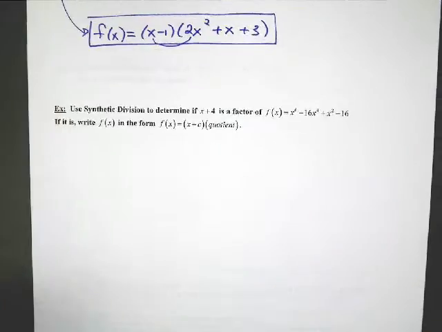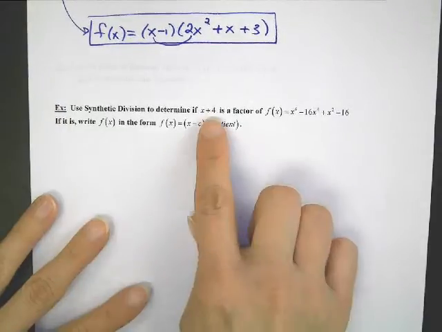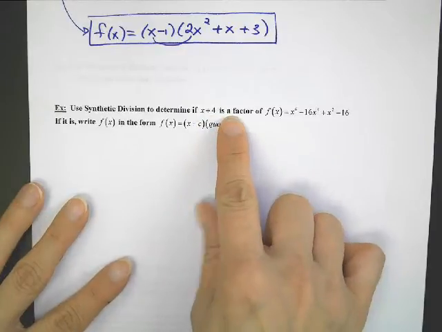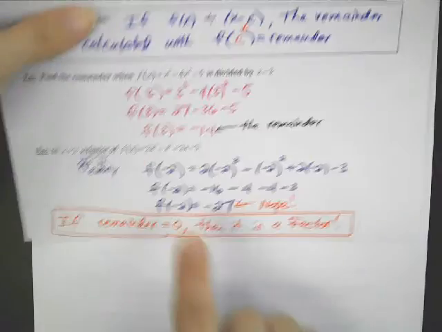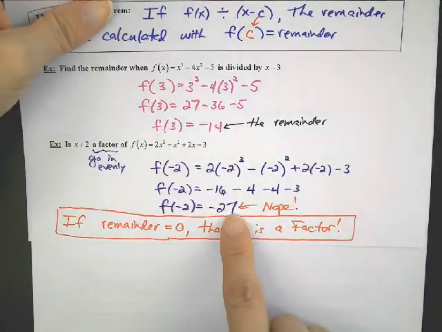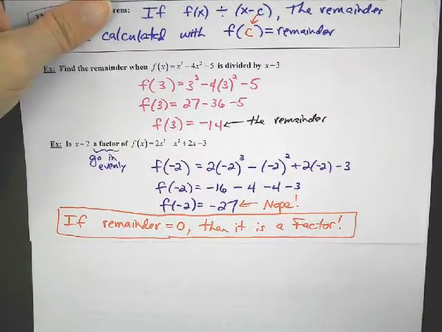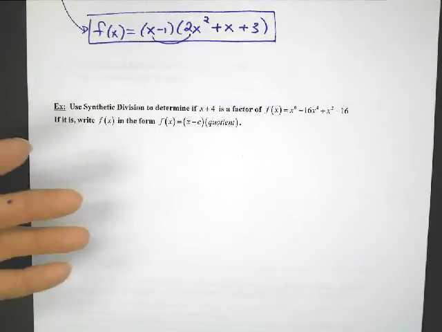Let's do another one. Let's use synthetic division here to see if x plus 4 is a factor. Okay, you could do the remainder theorem like we did here, and then after you get a 0, and you say, yes, it works, I'm going to say, great, now do synthetic anyway.